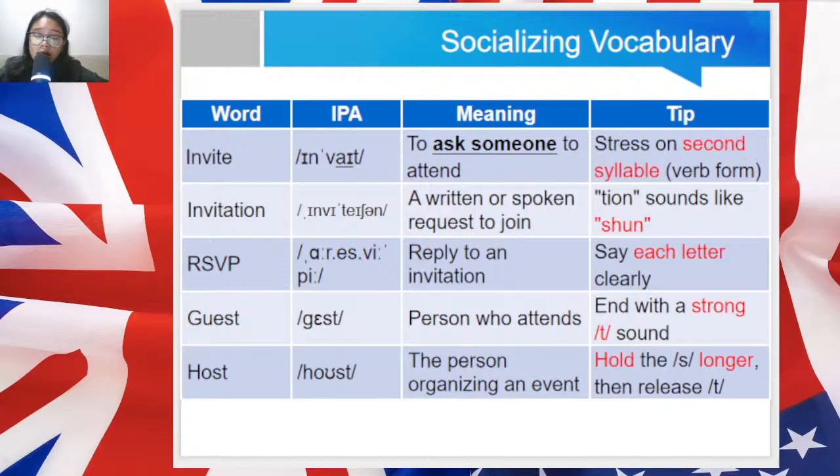Invite, that is invite. Next is invitation. Again, invitation is a written or spoken request to join. This is the official message that a person receives. For example, she sent out wedding invitations last week. Next, RSVP, an acronym that stands for Répondez s'il vous plaît, which is French for reply if you please. It's a request for a person to reply, to let the host know if they have any questions or clarifications.